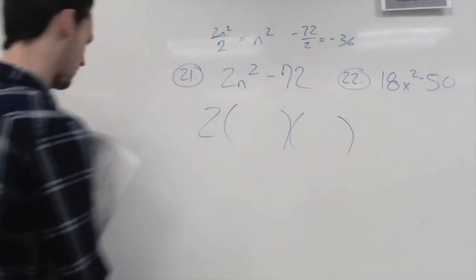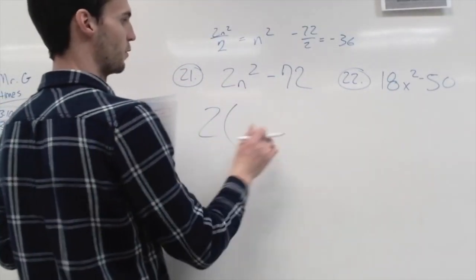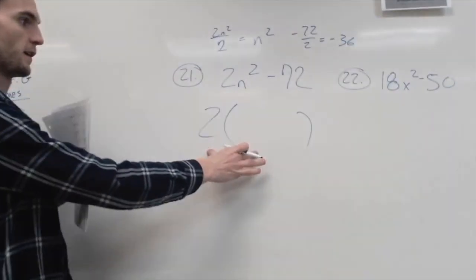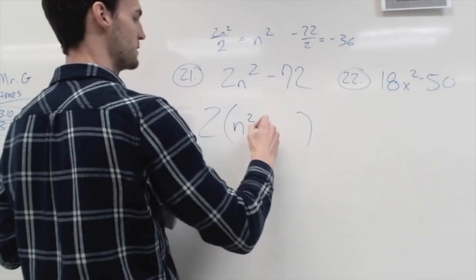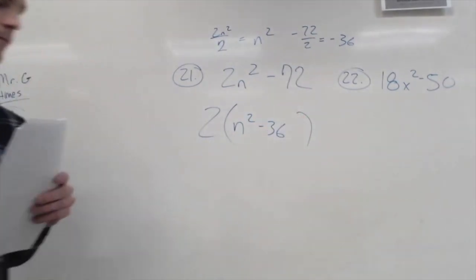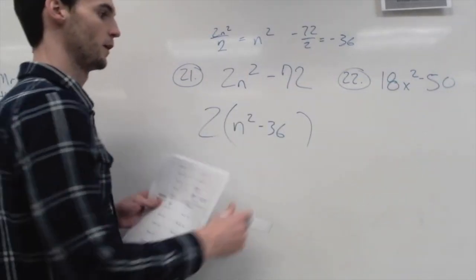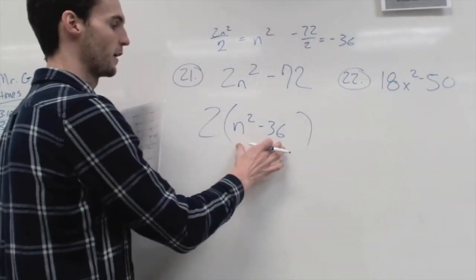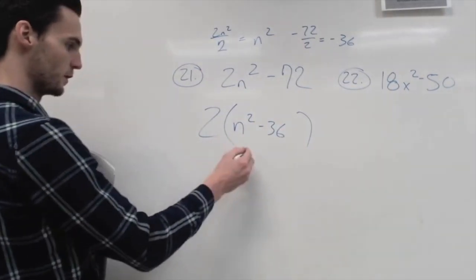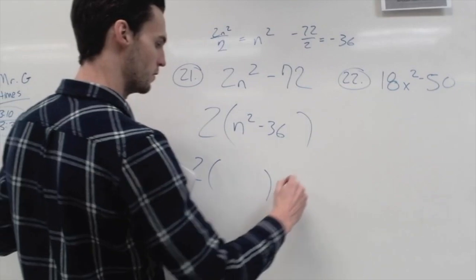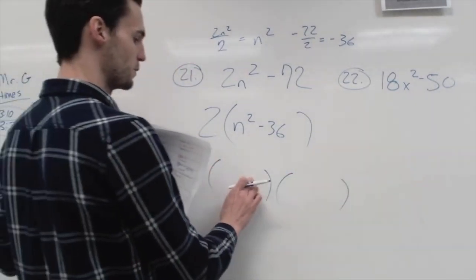So let me back up here. Instead of jumping right to that, let's have our next step be this: 2 parentheses n squared minus 36. Okay, so we factored that down a little bit, but we could take some more out of this. This is a difference of squares, if you notice. So what we're going to do is pull this 2 out, and now we're going to do what I was trying to do a second ago. We're going to have a plus b and a minus b.